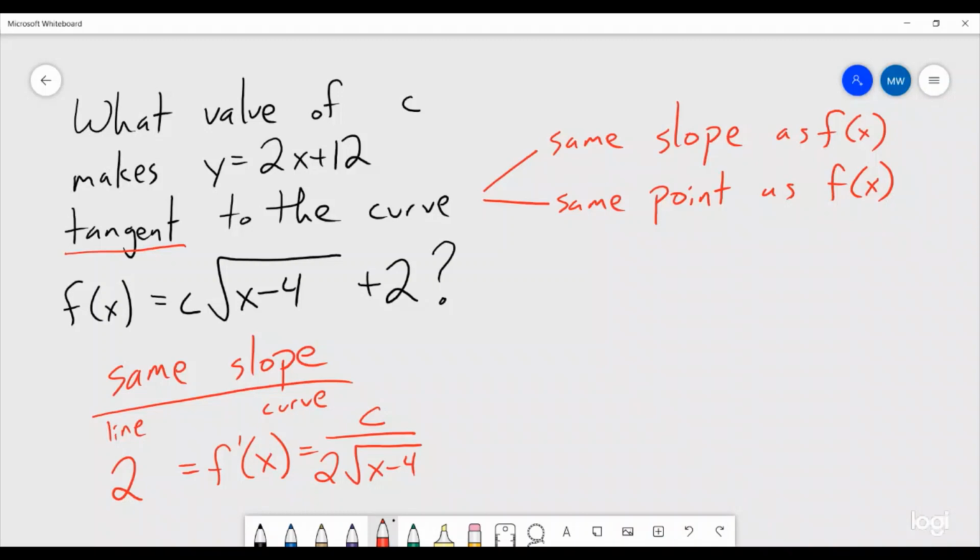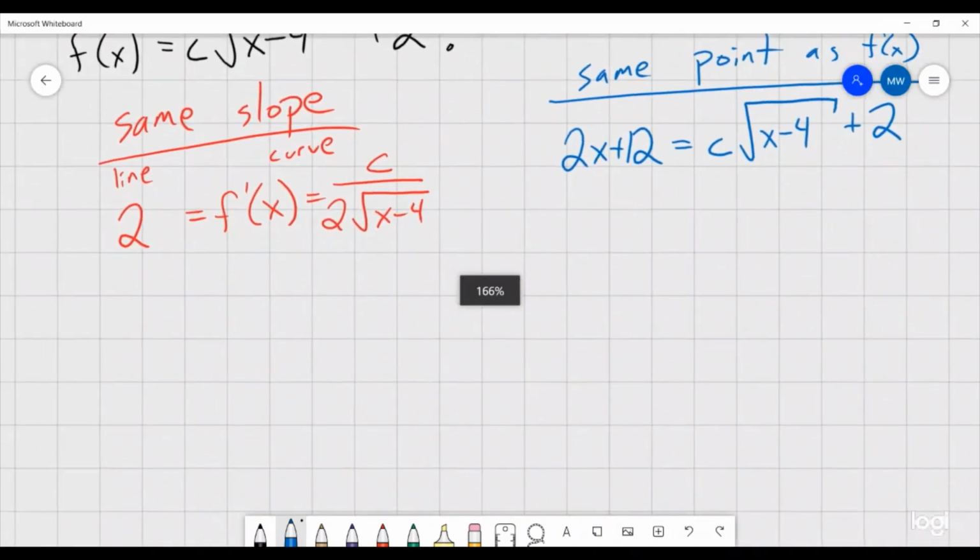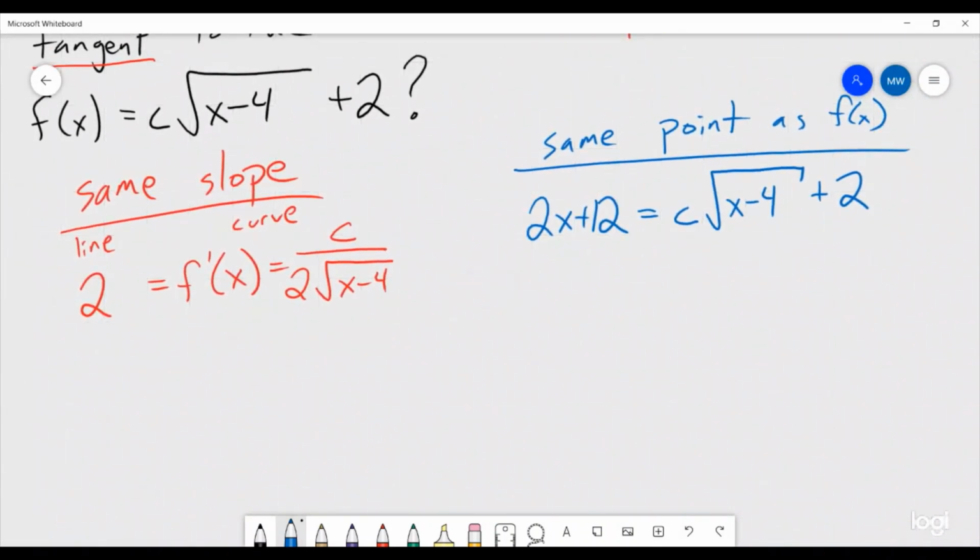The other one is that it needs to have the same point as the function. So that means that we know that our x value at least satisfies 2x plus 12, so our line is equal to the function, c square root x minus 4, plus 2. Now from this, our goal is to try and solve for c.